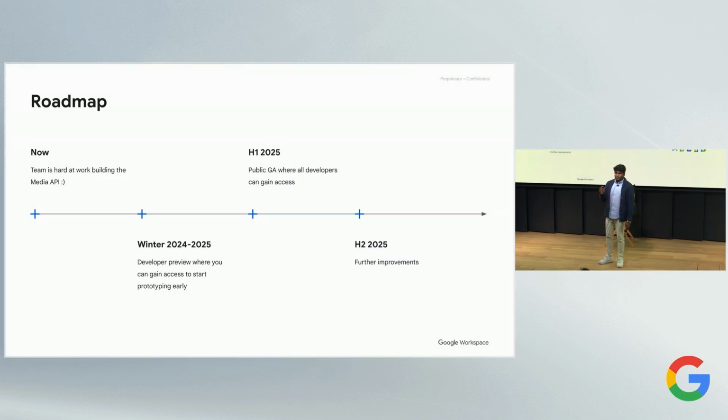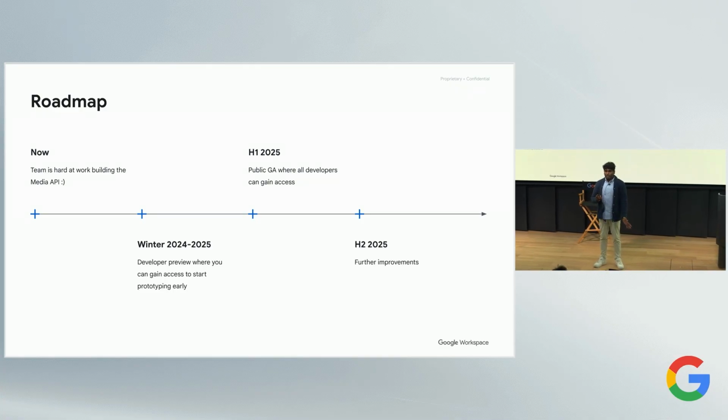So the question now is when, and we had a playful dig at PMs being late to meetings. So we're going to make sure engineers are not late to deliver this. The engineering folks are hard at work building it right now. Later this year, winter 2024, maybe early 2025, we should have a preview available for all of you to start getting access and building with it.